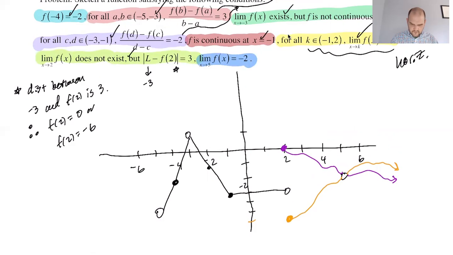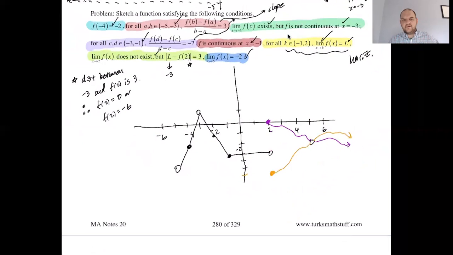Wrong color. Ruined the whole motif. Gone. All right, there. I think we're done. I don't think there's anything else you can do.